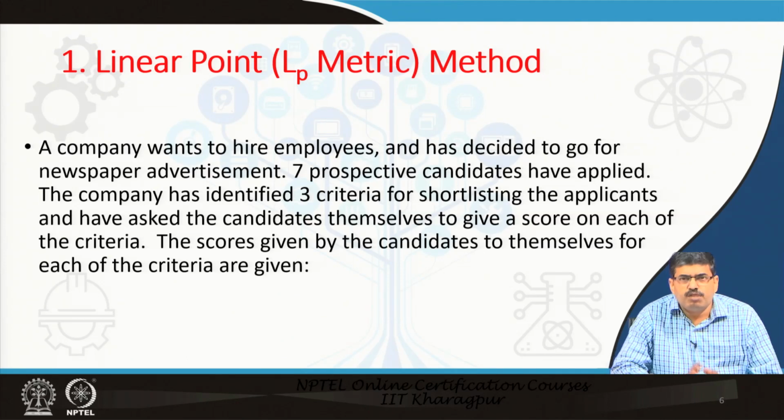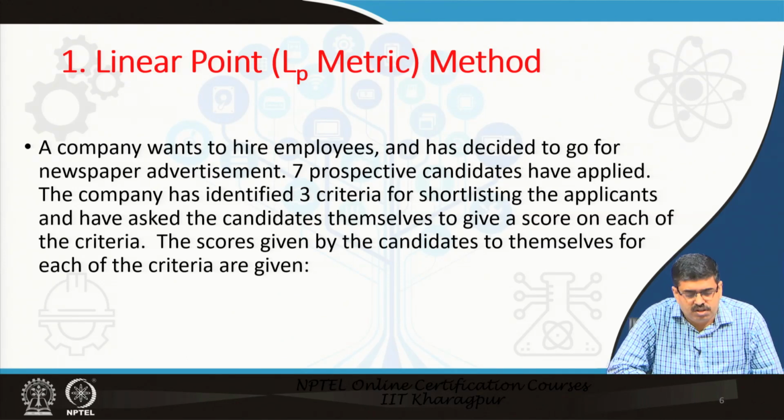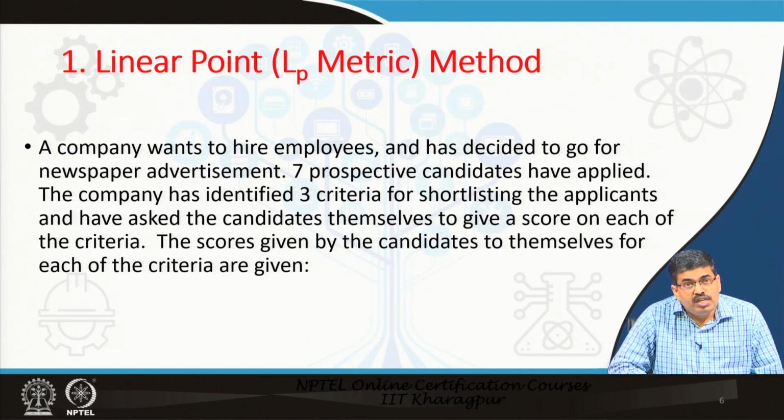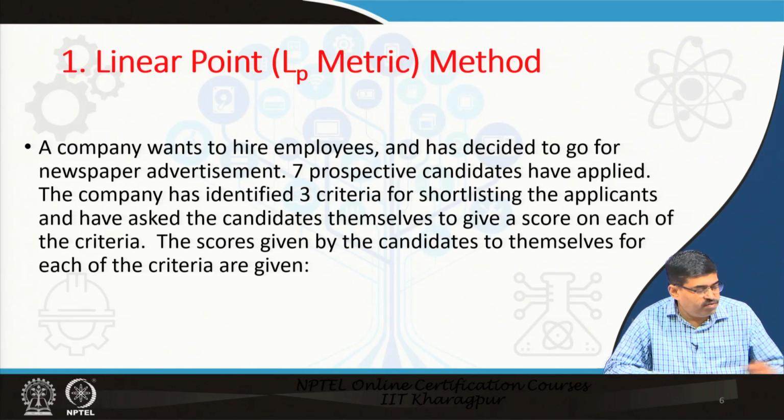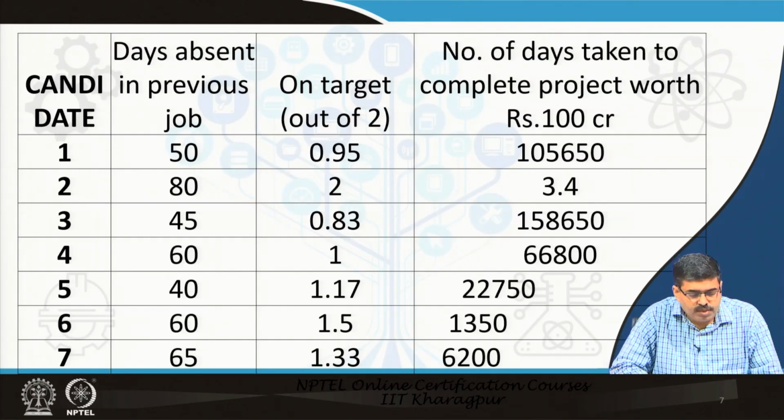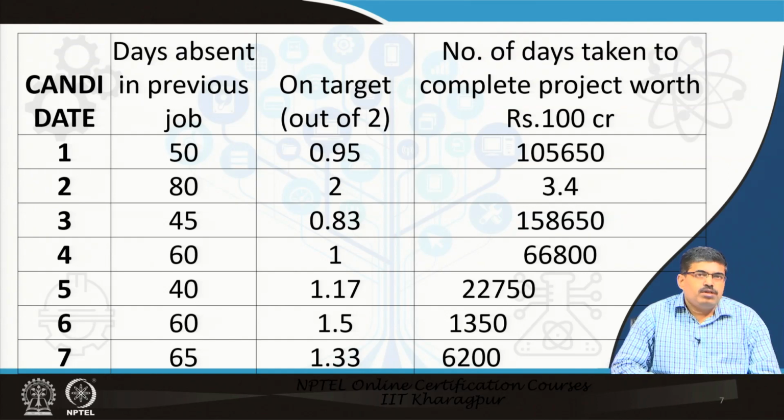We are making it a bit less so that it fits on our screen. So, 7 candidates have applied. The company has identified 3 criteria for shortlisting the applicants, and has asked the candidates themselves to give a score on each of the criteria. The scores given by the candidates to themselves for each of the criteria are given. So, this is the table.